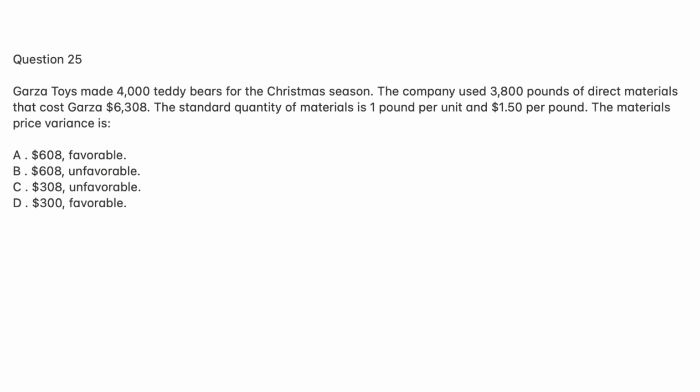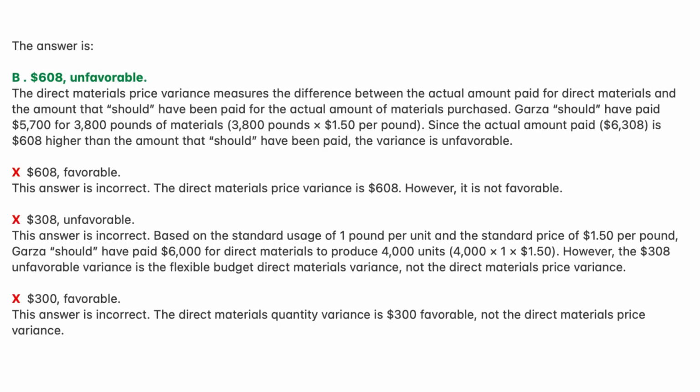Question 25. Garza Toys made 4,000 teddy bears for the Christmas season. The company used 3,800 pounds of direct materials that cost Garza $6,308. The standard quantity of materials is 1 pound per unit and $1.50 per pound. The materials price variance is A. $608, favorable. B. $608, unfavorable. C. $308, unfavorable. D. $300, favorable. The answer is B. $608, unfavorable.